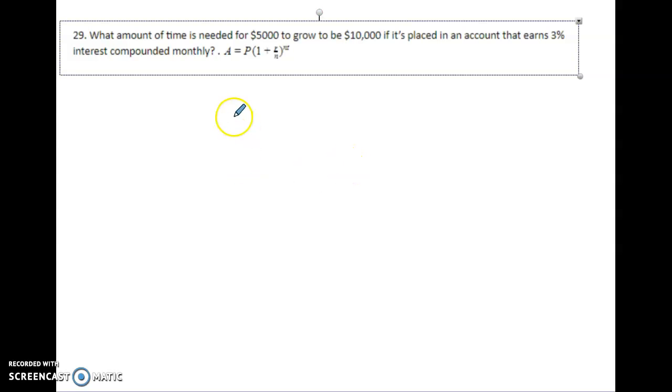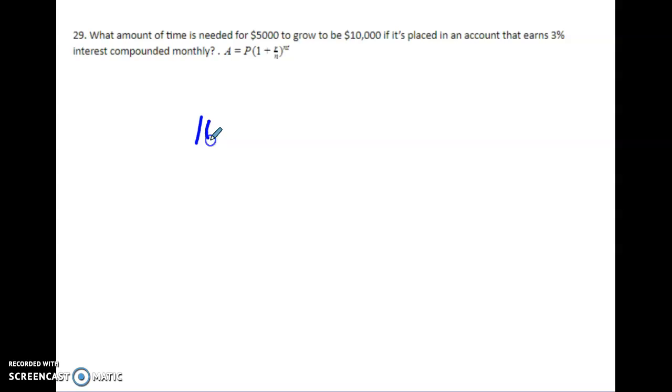And we are on the last problem. So what's the amount of time needed? Again, we're looking for time. We know that the final amount is $10,000, so that's what A is equal to. The initial amount, or the original principal, was $5,000, so that's what P is equal to.